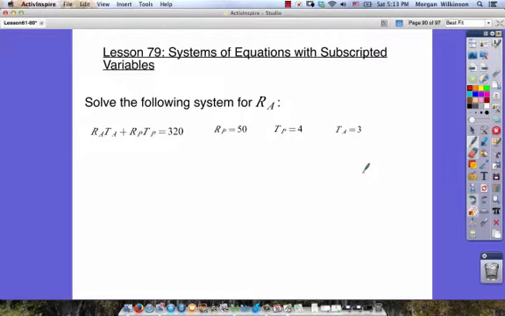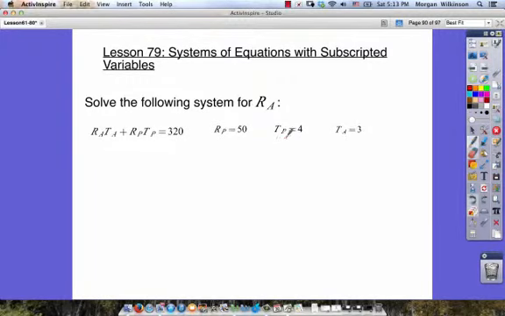Lesson number 79 is about systems of equations with subscripted variables. Our problem asks us to solve the following system for r sub a. In this problem, we have r sub a times t sub a plus r sub p times t sub p equals 320.